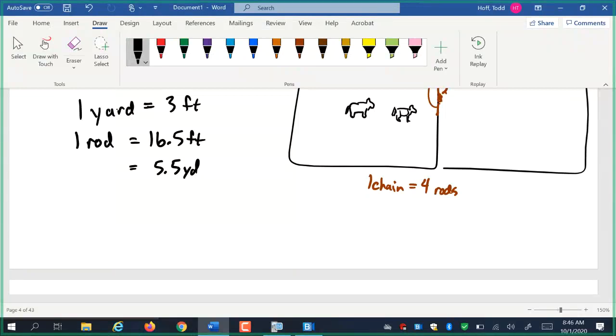Bigger than a rod, there were other units like a furlong. A furlong is about 1/8 of a mile. It's exactly 1/8 of a mile now. Believe it or not, a furlong was the longest distance that the average horse could run at full speed with a rider on it before it had to rest.